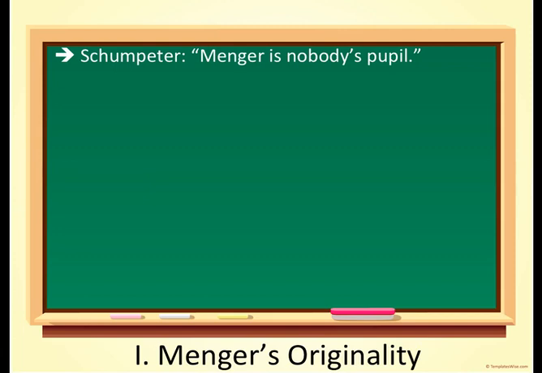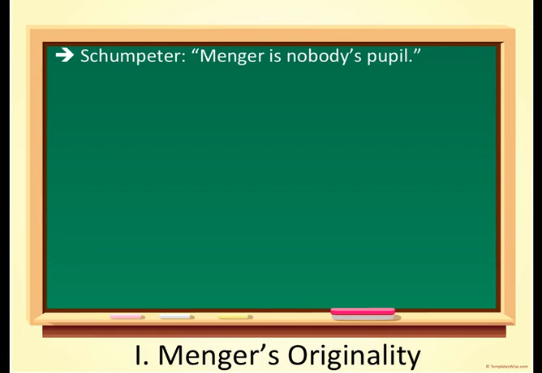So, for example, Joseph Schumpeter in his magisterial History of Economic Analysis, when he's talking about this period, he says that Menger is nobody's pupil. All right, and so what Schumpeter means by that is it's not as if you can identify, who was the precursor to Carl Menger? Who was the person that Menger studied? Whose works did he read? And then that's where Menger started out from, and then Menger just took the baton a little bit further down and then published his book in 1871. No, there's really nothing like that.